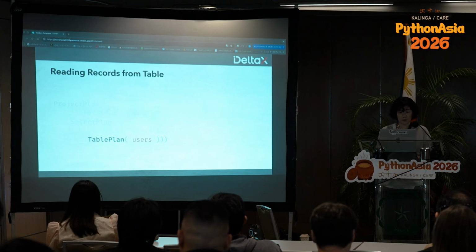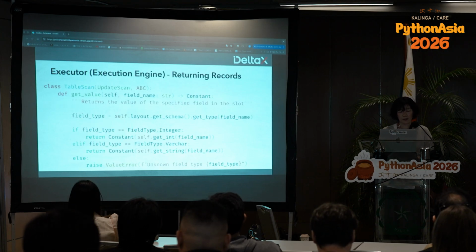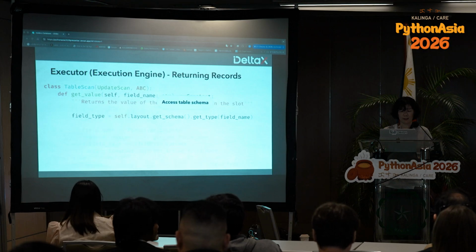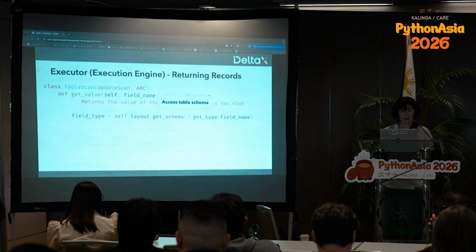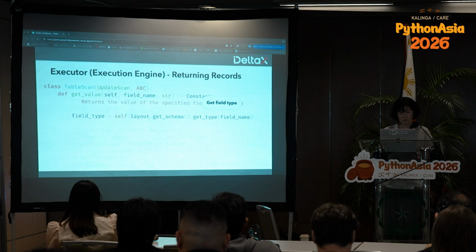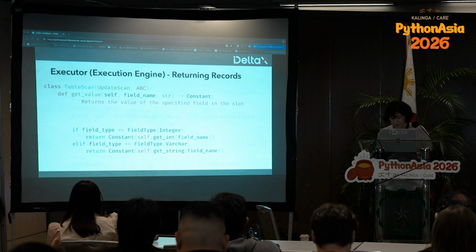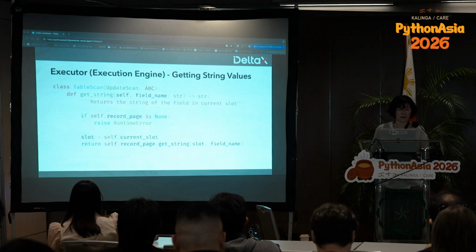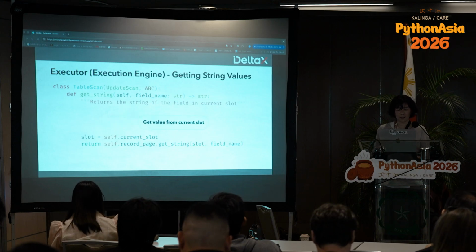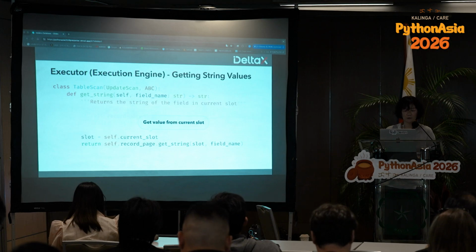Reading records from the user's table. Based on the table definition, it checks the field type. Then it calls getInt method or getString method to return the value. This is an example of the getString method. It specifies a field name in the current slot and returns the value.